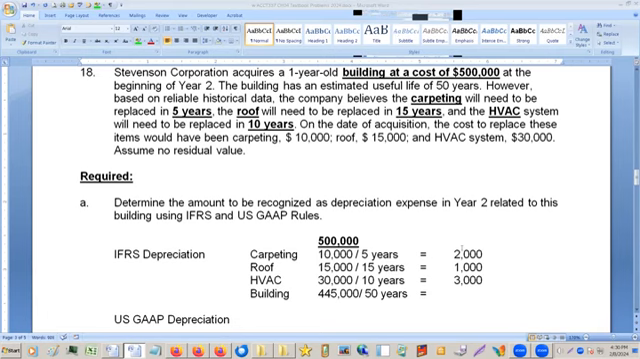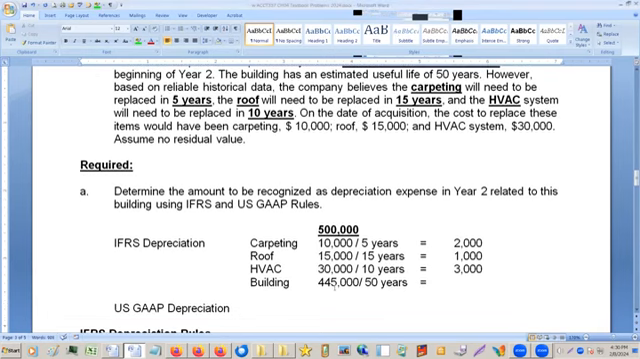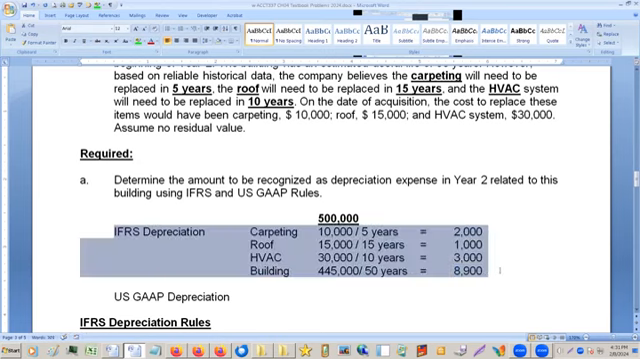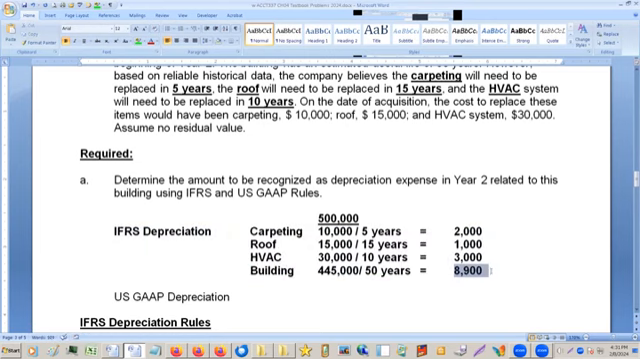All right, sorry about that. What is 445 divided by 50? 8,900. All right, so this will be the depreciation expense for. I'm gonna bold that. So this will be the depreciation expense for international standards.